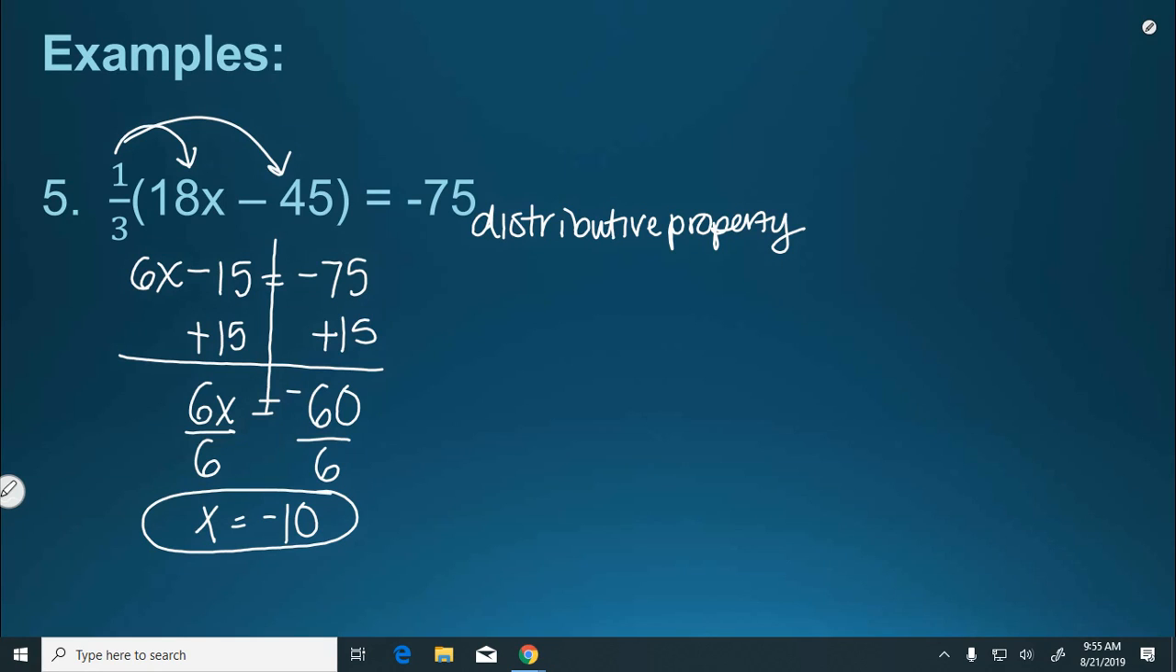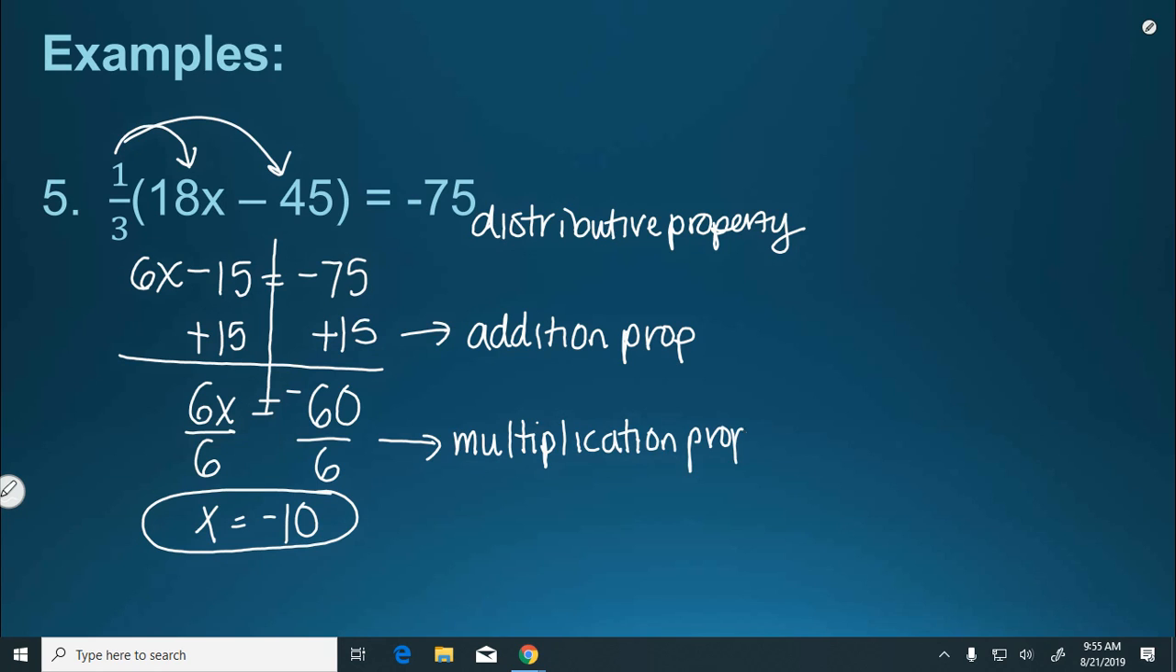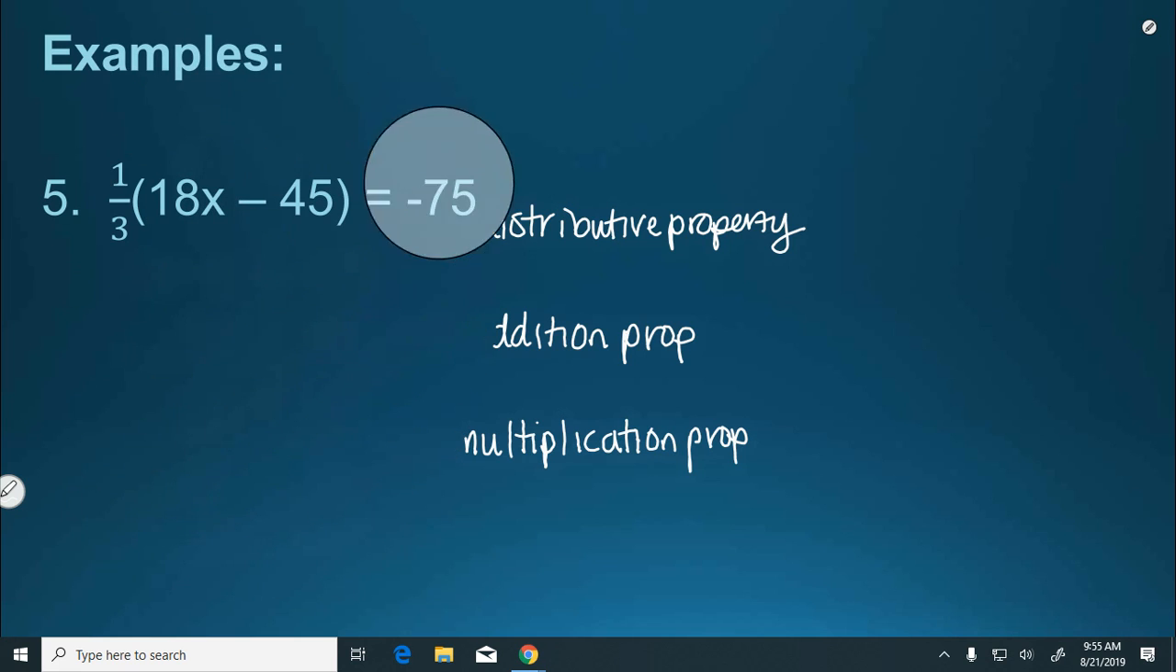Now let me just go through because I didn't add in my properties here. This here, I use the addition property of equality. And this here, again, I know it looks like it should just say division, but it's the multiplication property of equality, because dividing by 6 is the same as multiplying by 1/6. Okay, so there's number 5. We have 2 more odds to go.